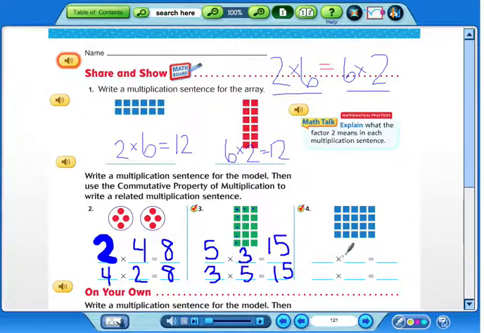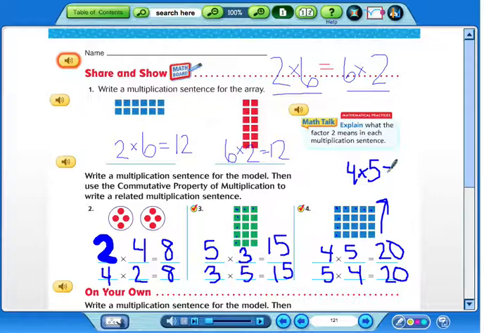Okay? Let's do one more. My first factor is the number of rows, so I have 1, 2, 3, 4 rows. My second factor is how many in each row. I have 1, 2, 3, 4, 5. I have 5 in each row. Total, I have 4, 8, 12, 16, 20 total. To show the commutative property, I just flip-flop my factors, and instead of 4 times 5, I do 5 times 4. It's also 20. So another way I can write this is I can say 4 times 5 is equal to 5 times 4. I'm saying this side is equal to this side.